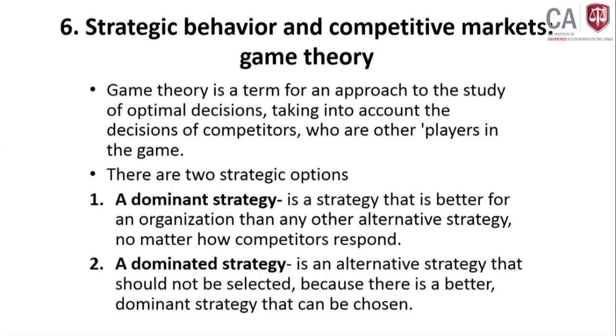We look at what others are going to do in the marketplace. We are not going to do the same, right? We try to get the best decision by looking at what they are going to do in the marketplace, right? Who are other players in the game. There are two strategic options. Normally we have two strategic options. What are the two strategic options we have?